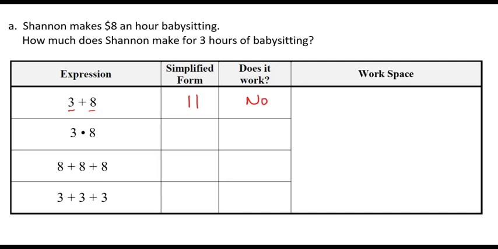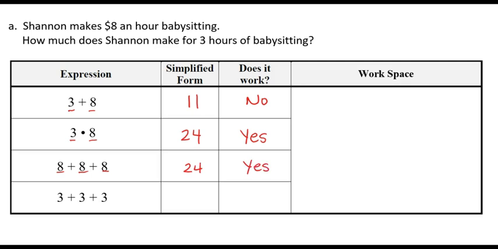The next expression is 3 times 8. This makes more sense because I have 3 hours at $8 an hour. The simplified form is 24. So yes, that expression does work. The next one shows 8 plus 8 plus 8. I could look at this as each 8 represents one of the hours that she babysat. That would give us a total of 24, and yes, that expression works.